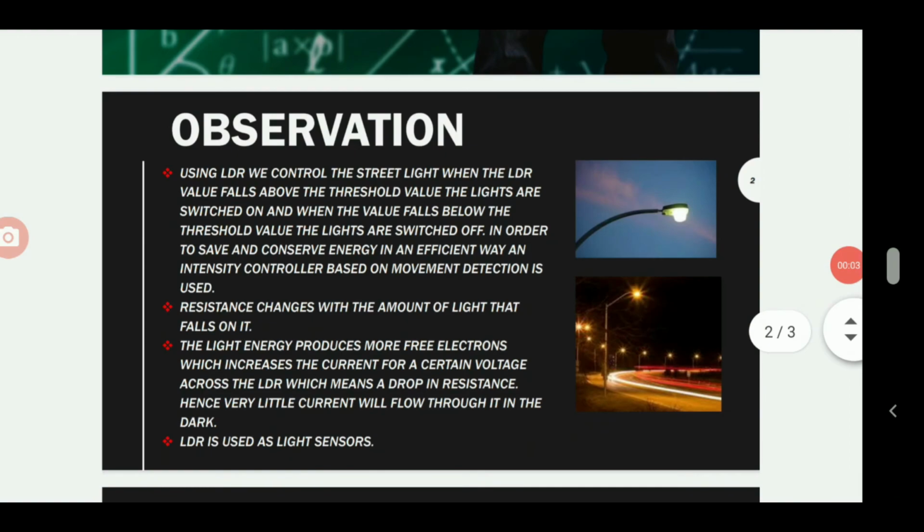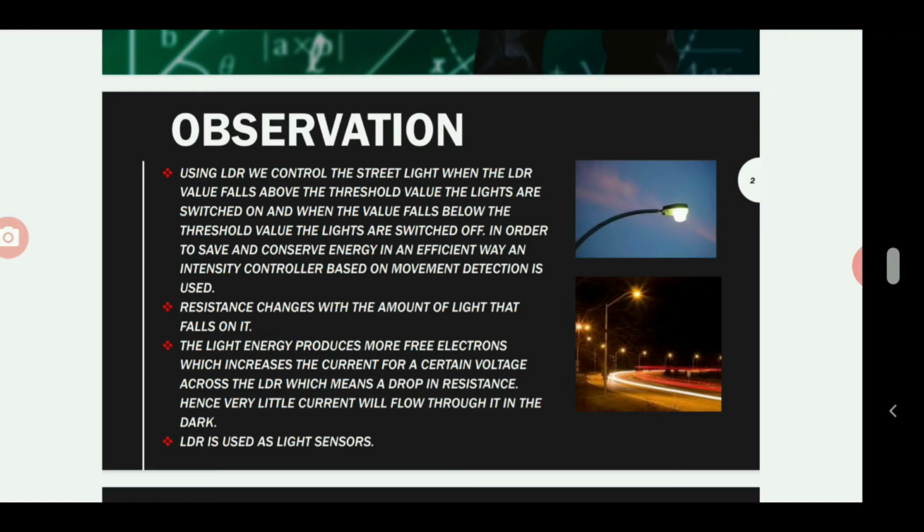Observation and graph. Observation first. Using an LDR, we control the street light. When the LDR value falls above the threshold value, the lights are switched on, and when the value falls below the threshold value, the lights are switched off. In order to save and conserve energy efficiently, an intensity controller based on movement detection is used.